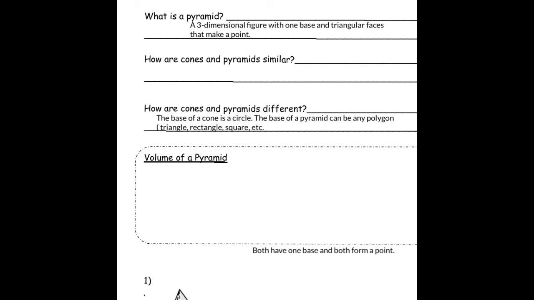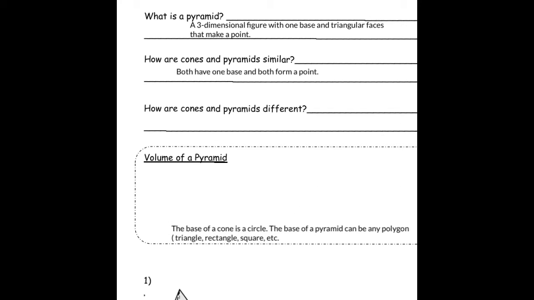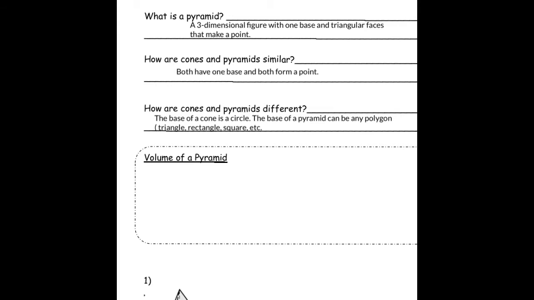How are cones, which is what you learned about yesterday, and pyramids similar? Well, both cones and pyramids have exactly one base, and they both form a point. How are cones and pyramids different? The base of a cone is a circle. The base of a pyramid can be any polygon: triangle, rectangle, square, etc.